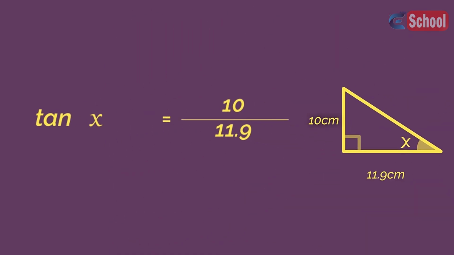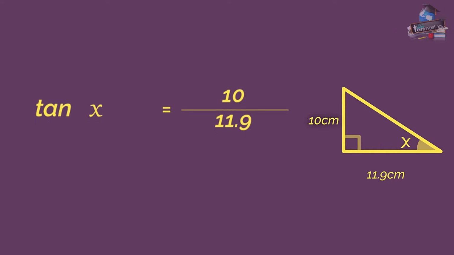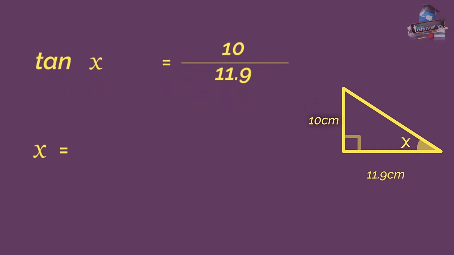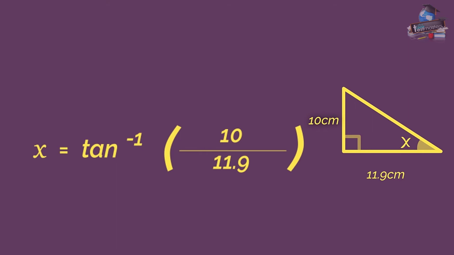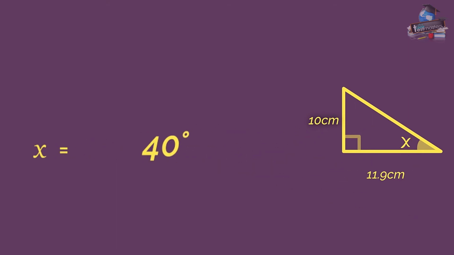So back to tan x equals 10 divided by 11.9, and to get the x on its own, we use inverse tan, brackets, 10 divided by 11.9. So we type that into the calculator, and we get x equals 40 degrees.